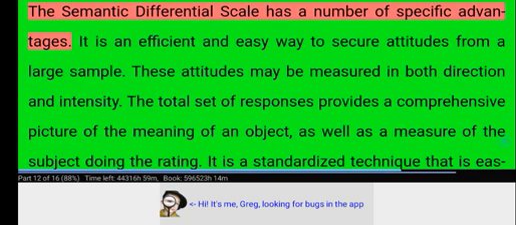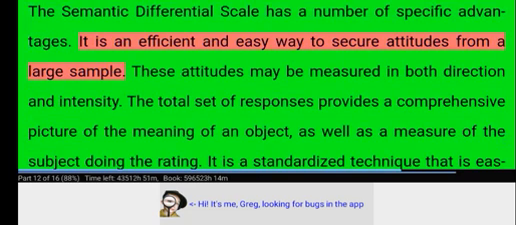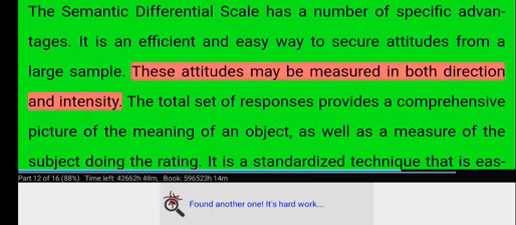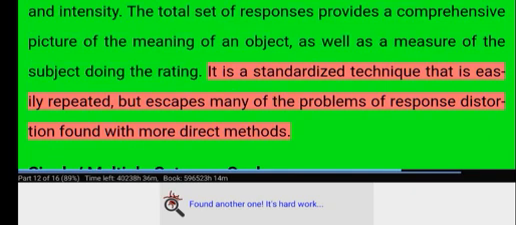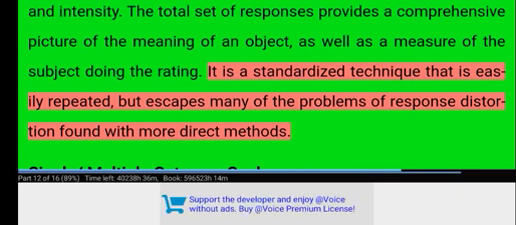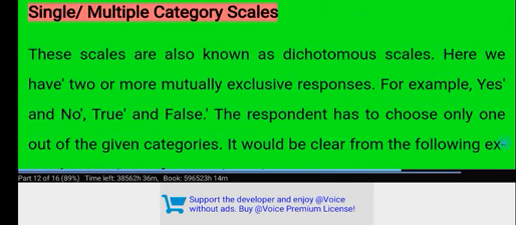The semantic differential scale has a number of specific advantages. It is an efficient and easy way to secure attitudes from a large sample. These attitudes may be measured in both direction and intensity. The total set of responses provides a comprehensive picture of the meaning of an object, as well as a measure of the subject doing the rating. It is a standardized technique that is easily repeated, but escapes many of the problems of response distortion found with more direct methods.